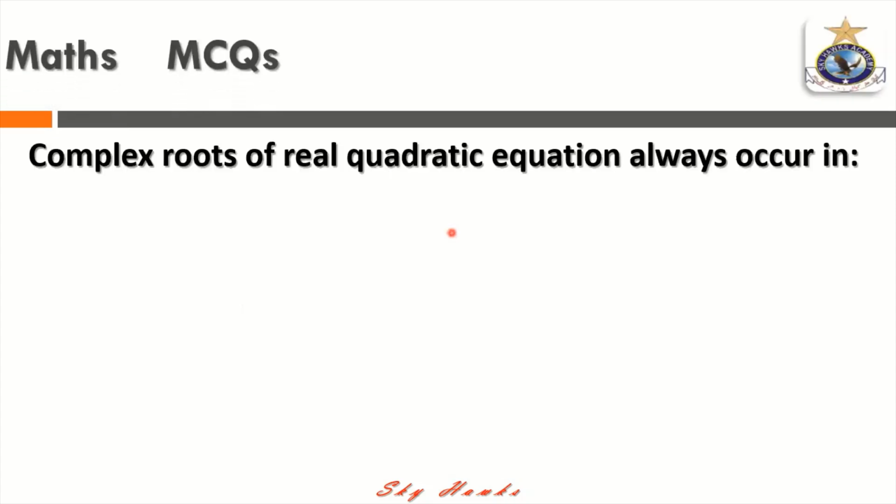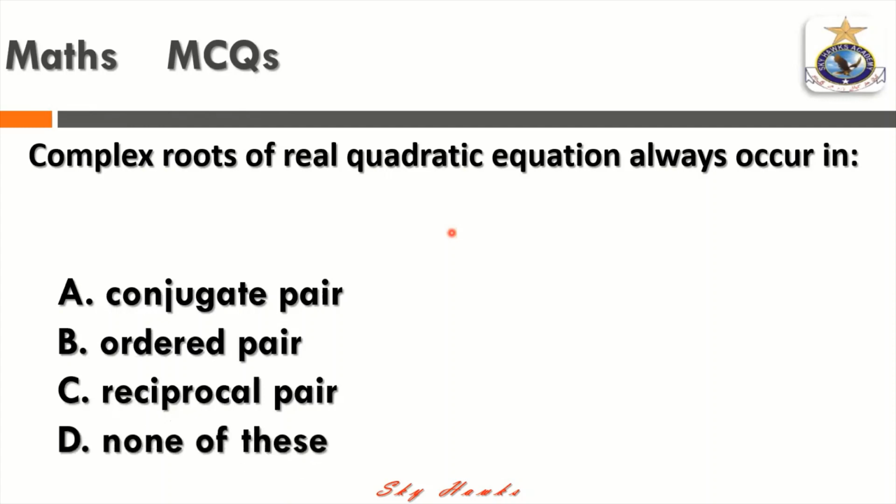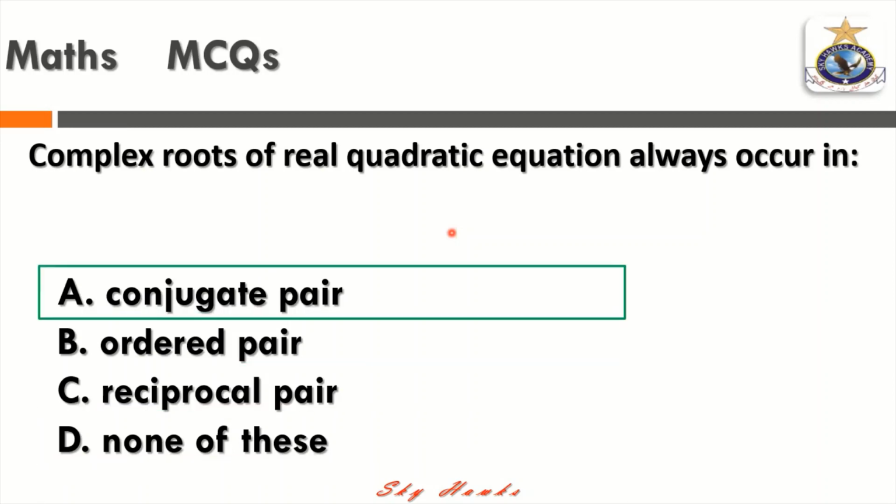Okay, the next is, please read this one. Complex roots of a real quadratic equation always occur in? Yes. So, complex roots. The choices are conjugate pair, ordered pair, reciprocal pair, and none of these. Conjugate pairs. Yes, absolutely right.